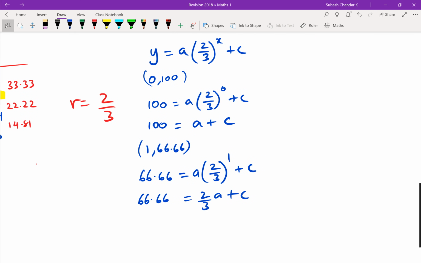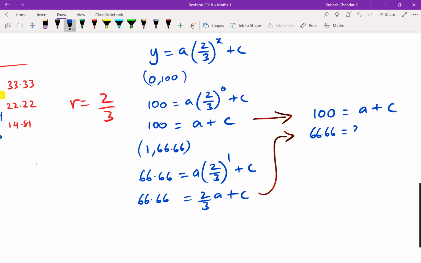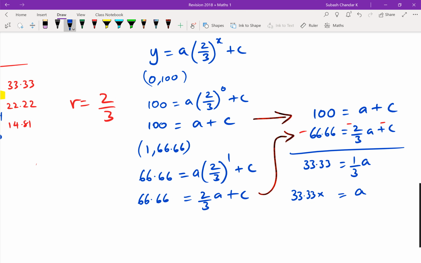So what I can then do now is write these equations and subtract them out. So I've got 100 equals a plus c, 66.66 equals 2/3 of a plus c, which means I can go 100 take away 66.66, because I have to subtract the bottom equation. That's 33.33. Now 1a minus 2/3 of a is going to be 1/3 of a, and then c minus c is 0. So here a is equal to 33.33 times 3.